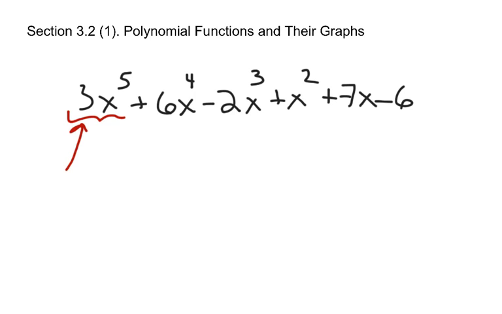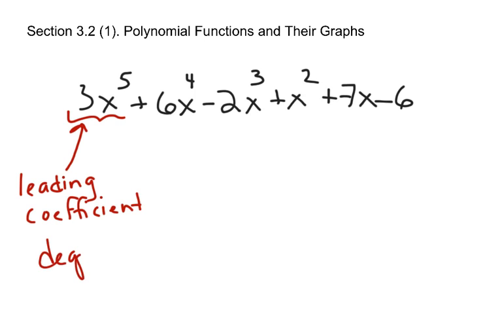where 3 here is my leading coefficient. The leading coefficient is always going to be the coefficient in front of the monomial in the polynomial with the largest exponent, no matter what order it's written in. However, we tend to prefer that our polynomials be written in descending order of powers. So we would say that this is a degree 5 polynomial.